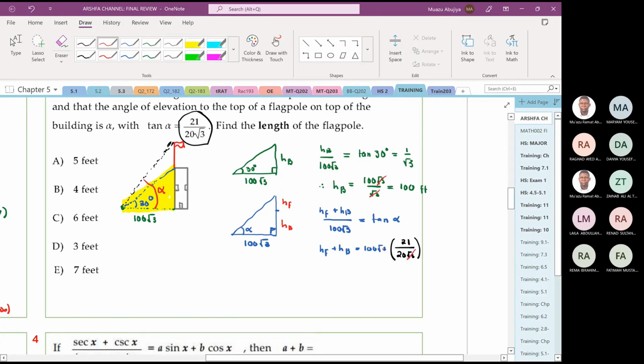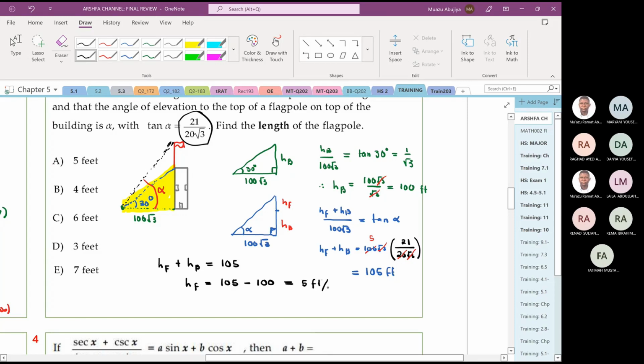Now you will agree with me that root of 3 goes with root of 3, and 20 goes into 100 five times. So this is equal to 5 multiplied by 21, which is 105 feet. Now we are looking for the height of the flagpole. We can see clearly that the height of the flagpole plus the height of the building is equal to 105 feet. Already we know the height of the building, so the height of the flagpole will be 105 minus 100, which is equal to 5 feet. So the length of the flagpole is equal to 5 feet.